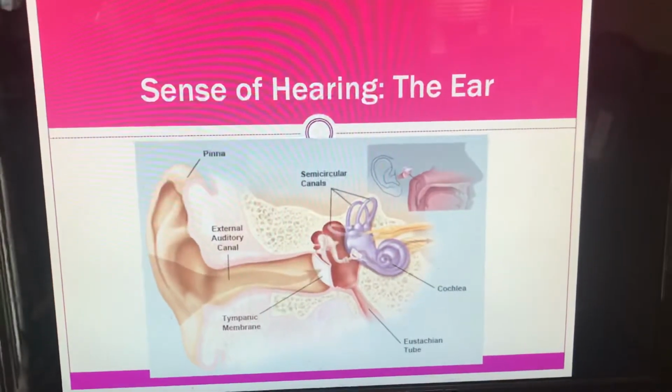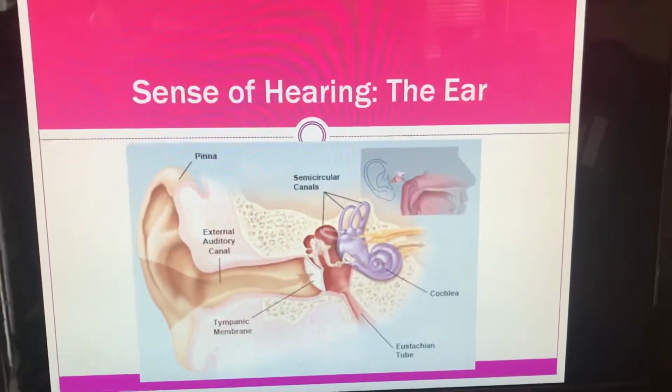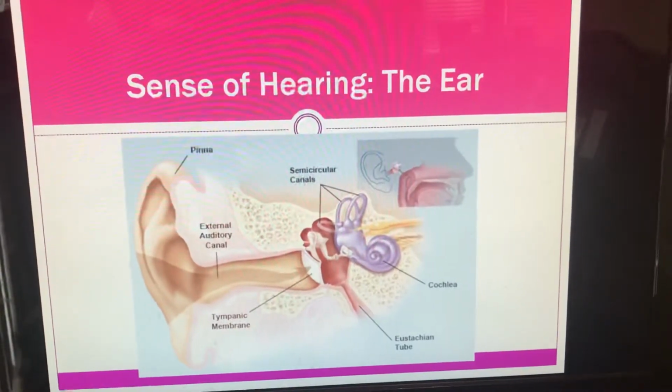So this is part 3 of the sensory system A&P. So for this video, I'll be talking about the ears.